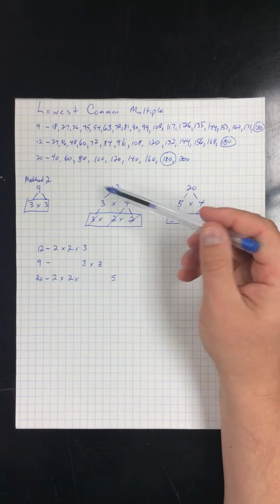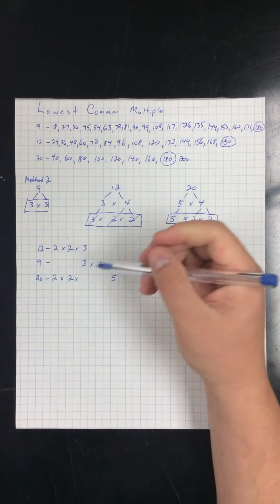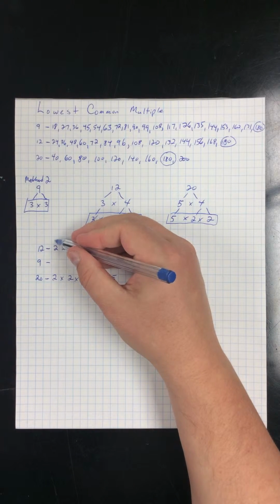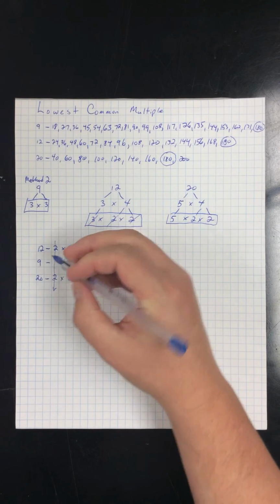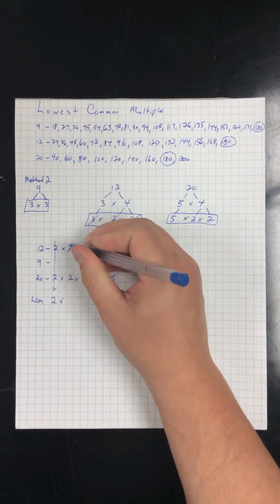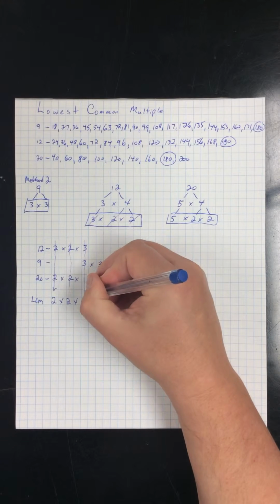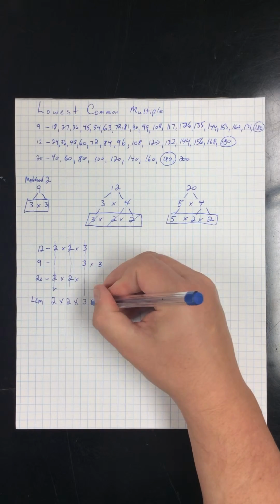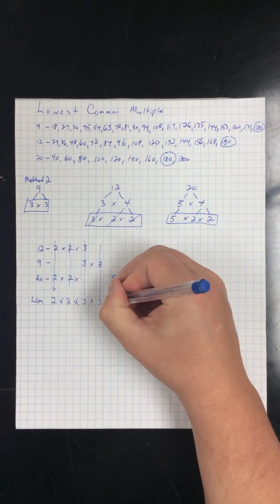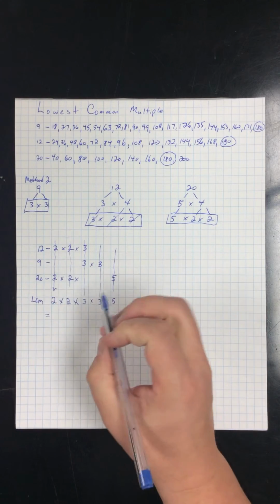When we did greatest common factor, we were looking for columns that were completely filled in. This is a little bit different. We want to take every column and multiply them together. So to find the lowest common multiple, we're going to take 2, we're going to multiply it by 2 times 3 times 3 times 5.